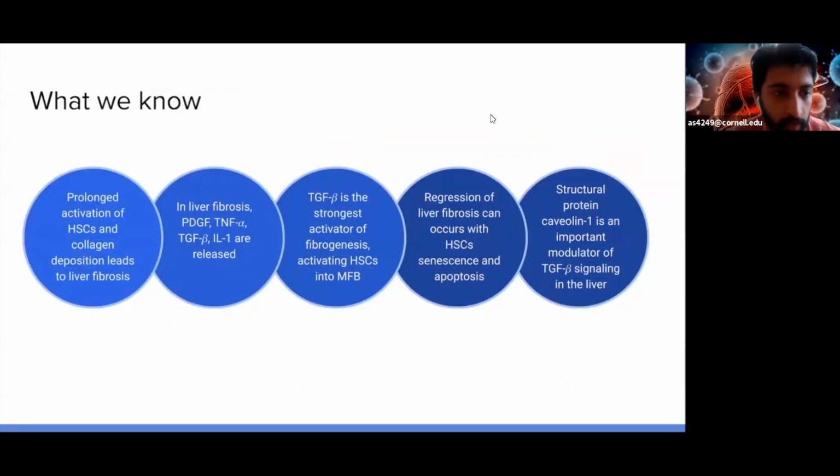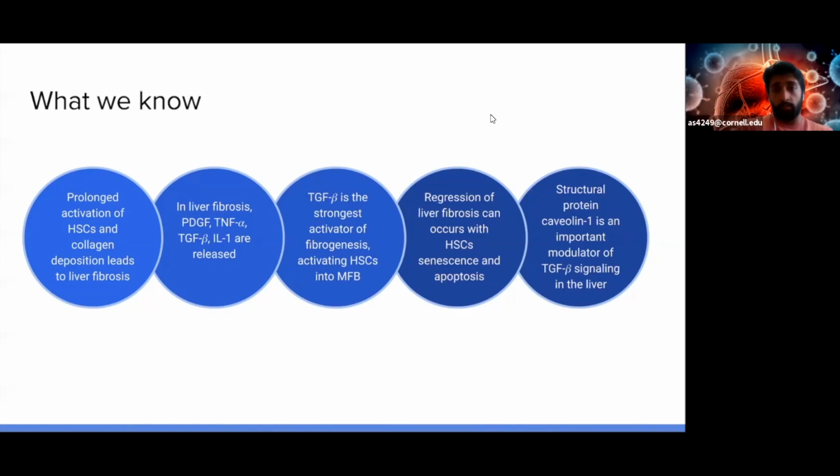So what do we know so far? Well, we know that the prolonged activation of hepatic stellate cells and collagen deposition leads to liver fibrosis. In liver fibrosis, as seen previously, many of these signals are released, and thus there are a lot of molecular network signaling pathways that induce liver fibrosis.